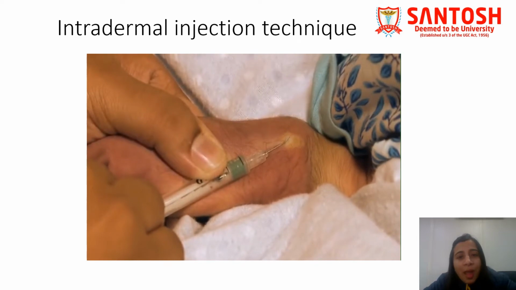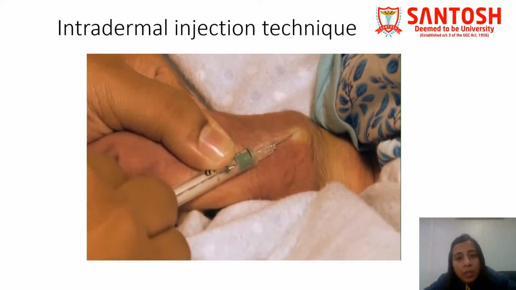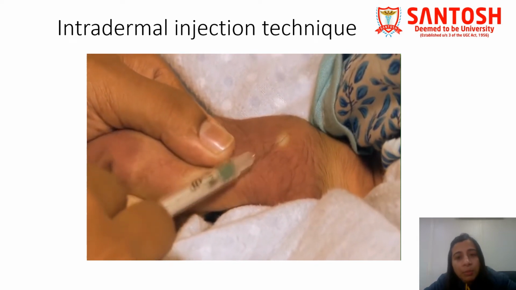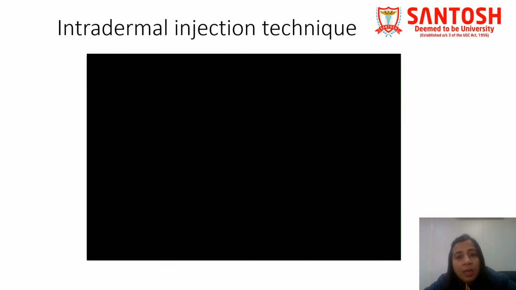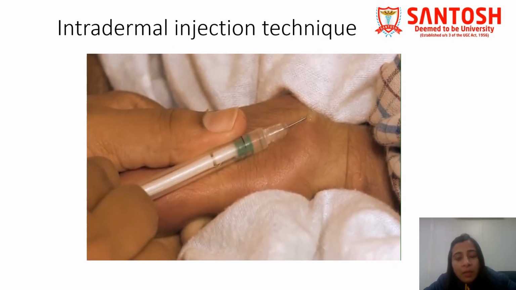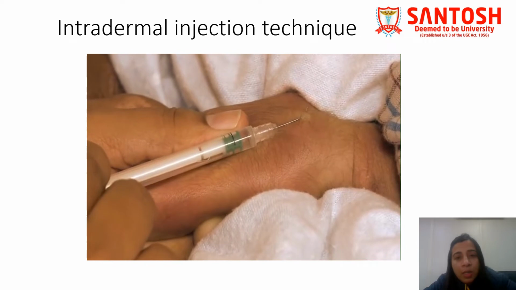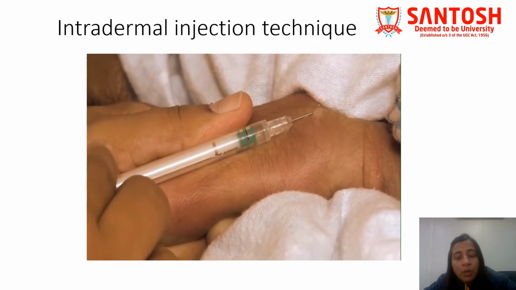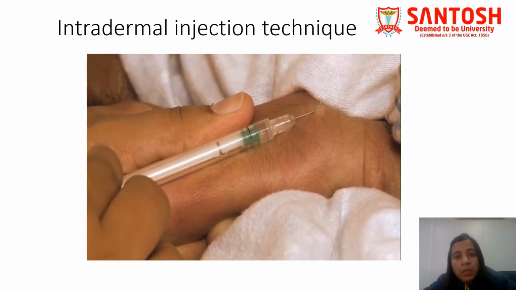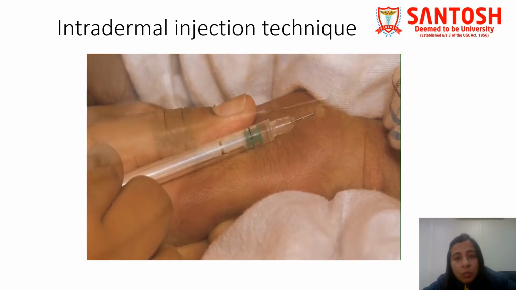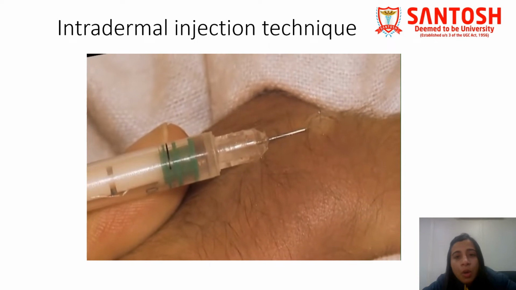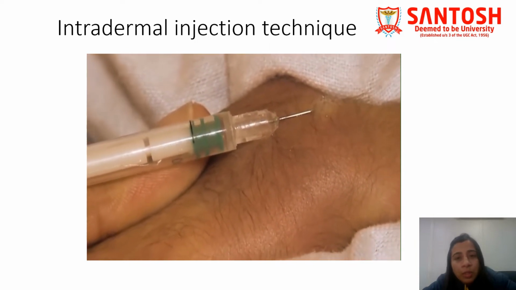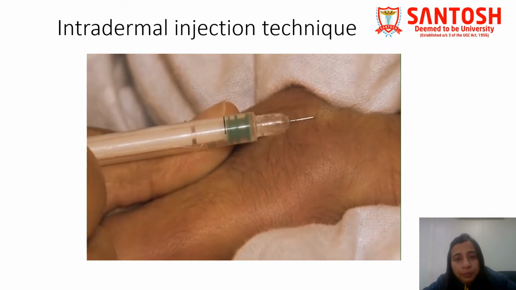So sometimes it can happen that the vaccine can be injected deeper. So in that case, the one who is giving the vaccine will feel less resistance because they are probably injecting into the intramuscular or subcutaneous compartments. So there the space is more and they will feel less resistance. So they can reposition the needle and inject again.